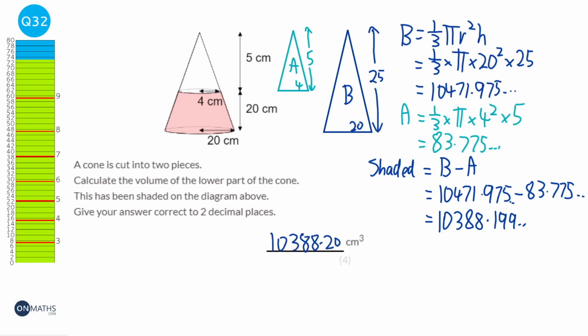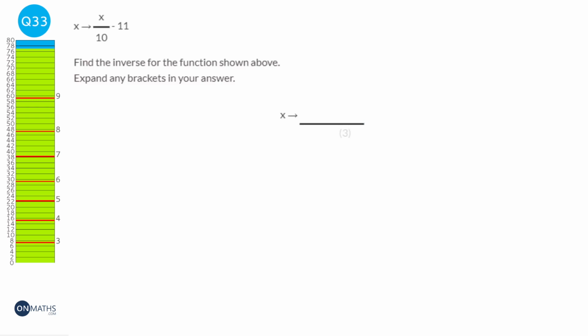And to 2 decimal places, it's going to be 10,388.20. A simple trick when you're finding the inverse of a function is to replace or to switch the y and the x. Now we don't actually have a y in here, but we can just put one in, it's not a problem. So we can just rewrite this function as y equals x over 10 minus 11. And we're just going to switch around the y and the x. So x equals y over 10 minus 11.